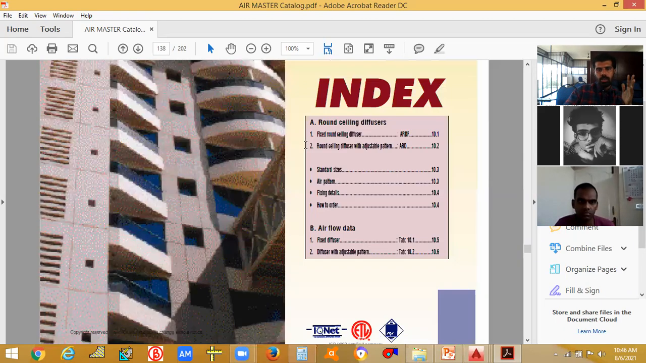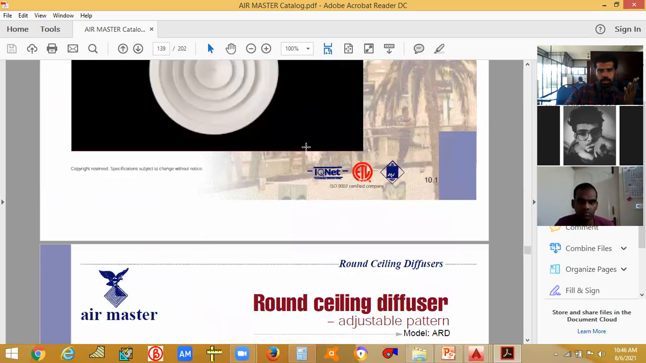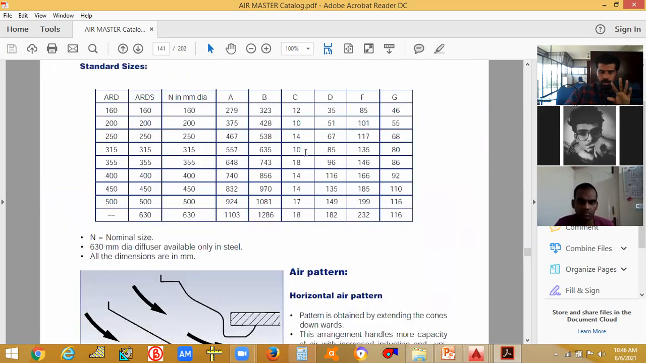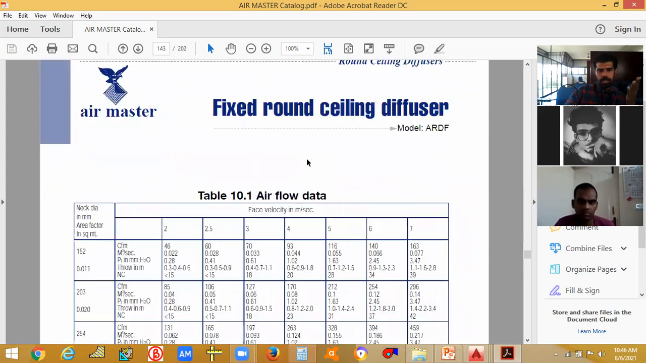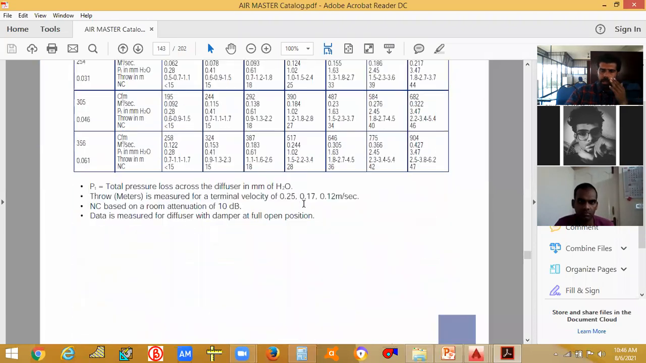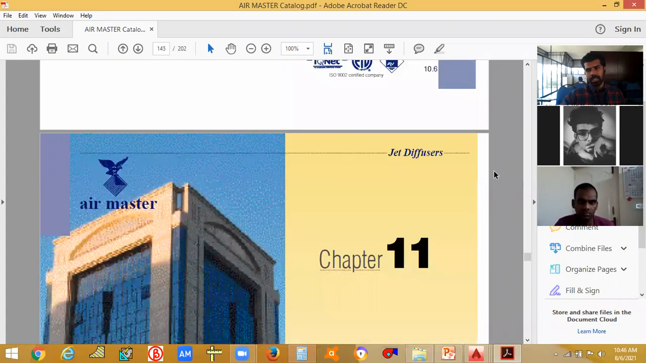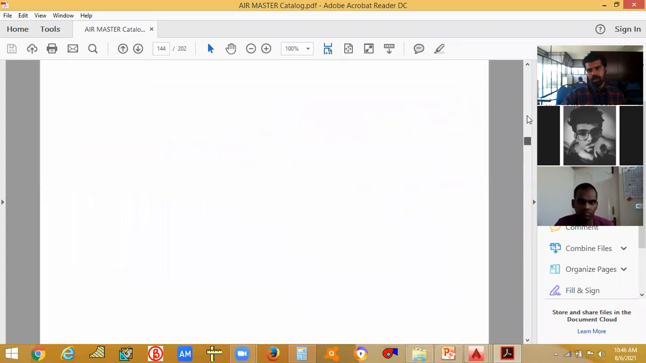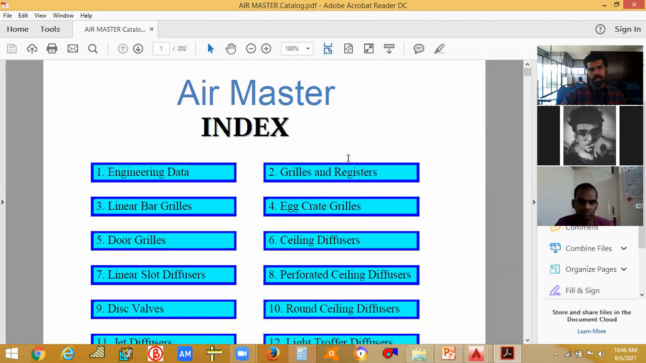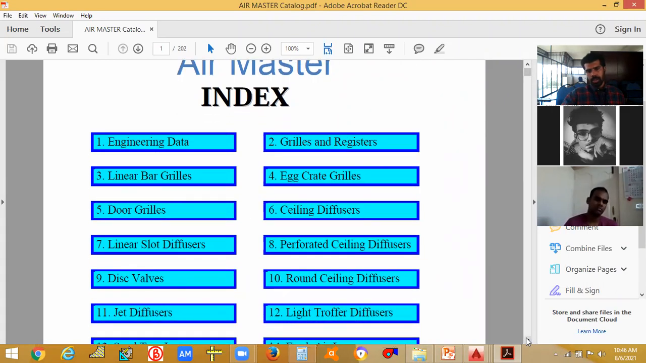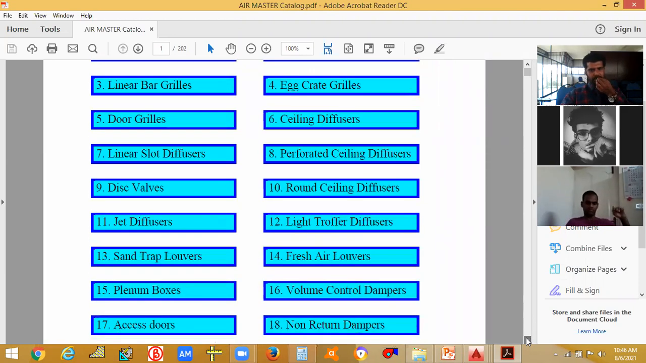Whatever air terminals you need, you can choose from this software or from this catalog. Everything is given here. This is the round ceiling diffuser that you just go through and you can get it. Different types of air terminals are there, so you can choose whatever you want. This many different types are there.